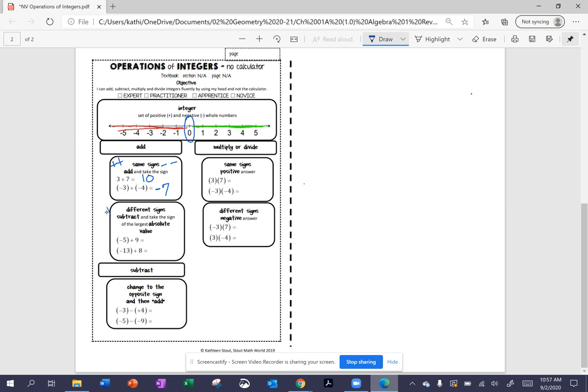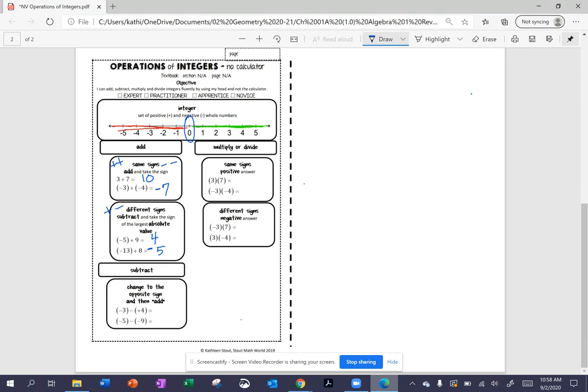When my signs are different, one is positive and one is negative, I'm going to subtract my numbers and then keep the sign of the largest absolute value. So negative 5 plus 9, I'm going to subtract 9 minus 5, and I get 4. And the absolute value of 9 is larger and it's positive, so it remains positive. Negative 13 plus 8, I'm going to subtract my numbers. 13 minus 8 is 5, and then the absolute value of 13 is higher, so I'm going to keep the negative sign.